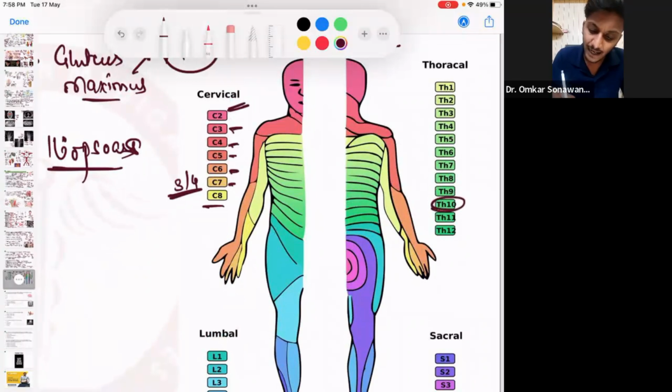सो अम्बलाइकल वुड बी एट द लेवल ऑफ T10. Umbilical is at the level of, so umbilical is which dermatome? And medial aspect of arm is first thoracic. Green color का दिख रहा है ना? So medial aspect of arm is T1.